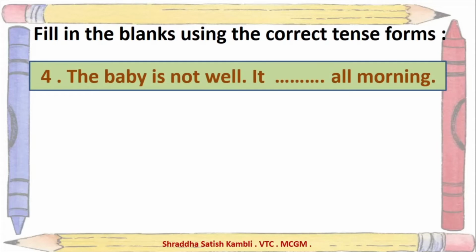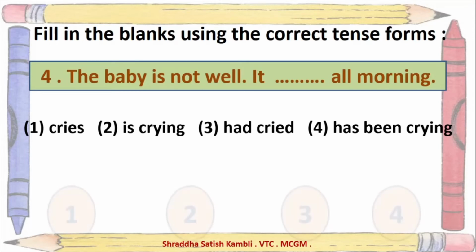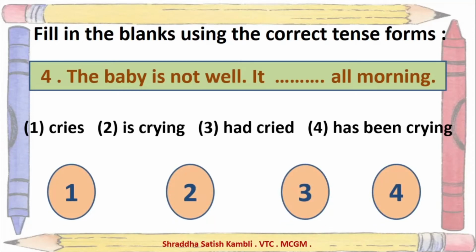Here it is for you. The baby is not well. It dash all morning. So it cries all morning. It is crying all morning. It had cried all morning. Or it has been crying all morning. So which one could be the right answer? Come on, here is your timer.